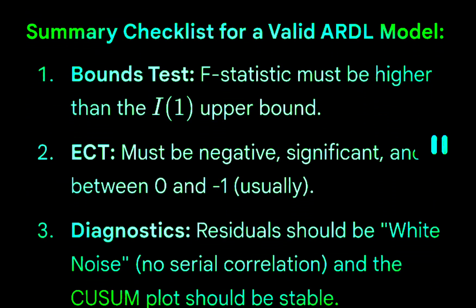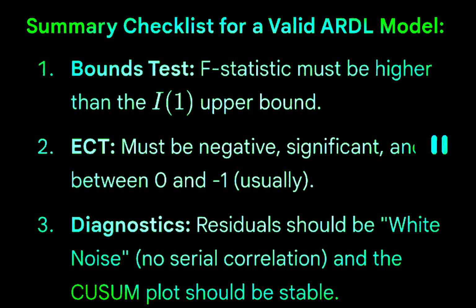Summary checklist for a valid ARDL model. Bounds test: F-statistic must be higher than the I(1) upper bound. ECT: must be negative, significant, and between 0 and -1, usually. Diagnostics: residuals should be white noise, no serial correlation, and the CUSUM plot should be stable.